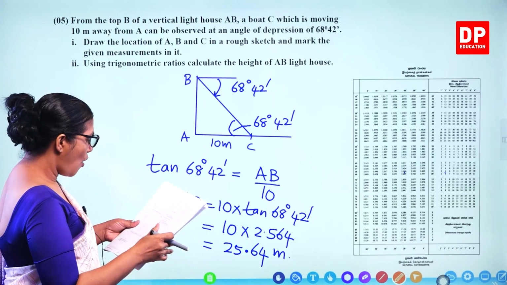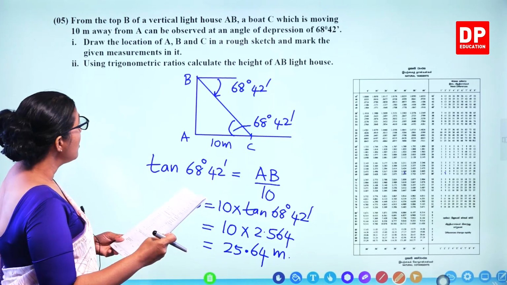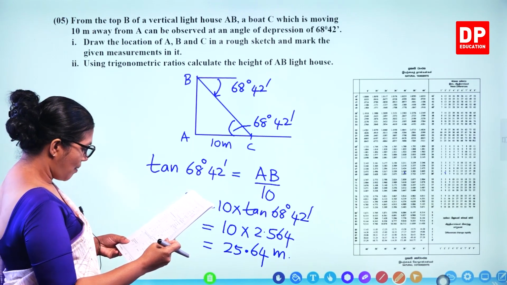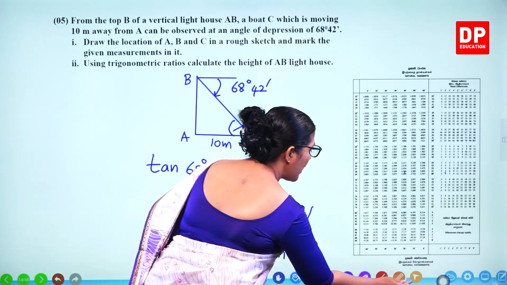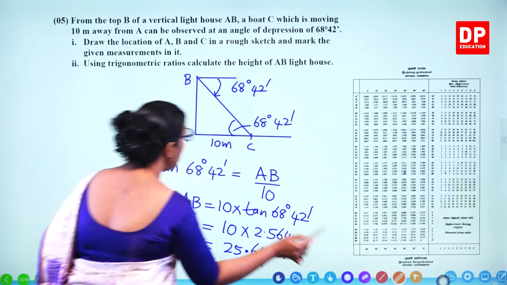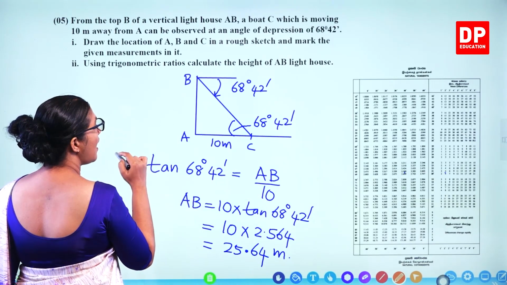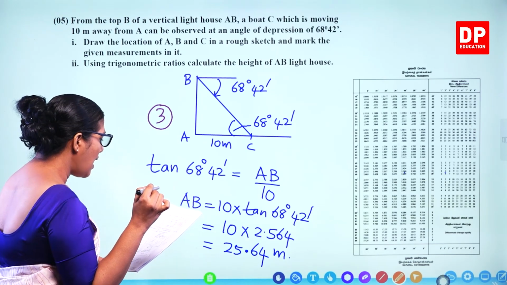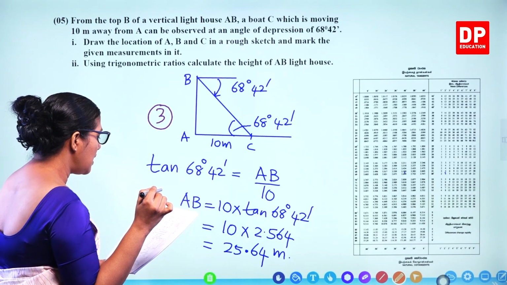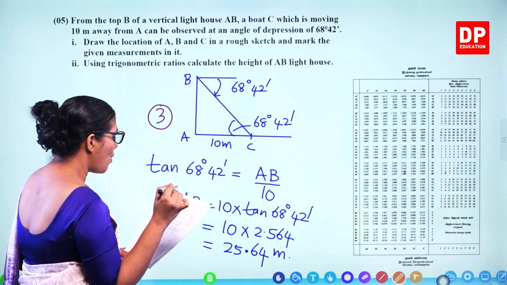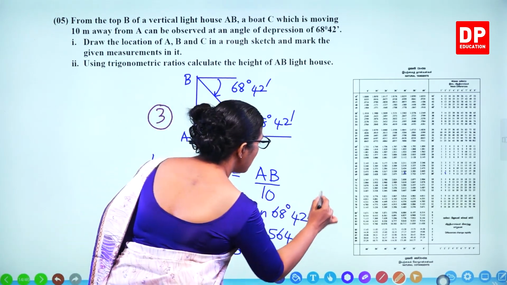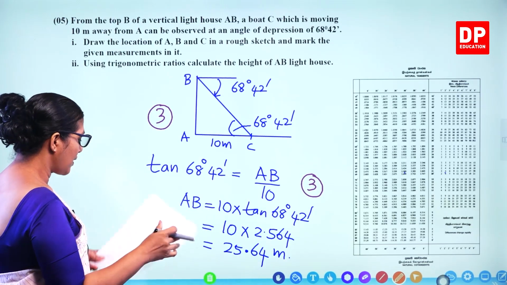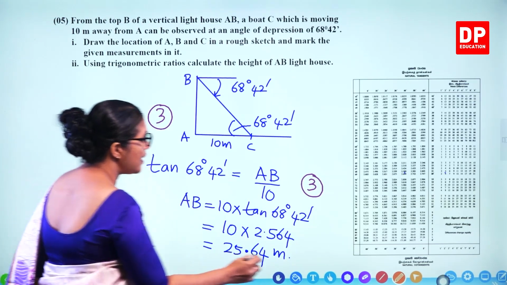So let's see how many marks for this step. You are getting 3 marks for marking the points A, B, C and these lengths and height, 3 marks for sketching the diagram, and for 25.64, another 3 marks for using the tan ratio. Now let's do the next part.